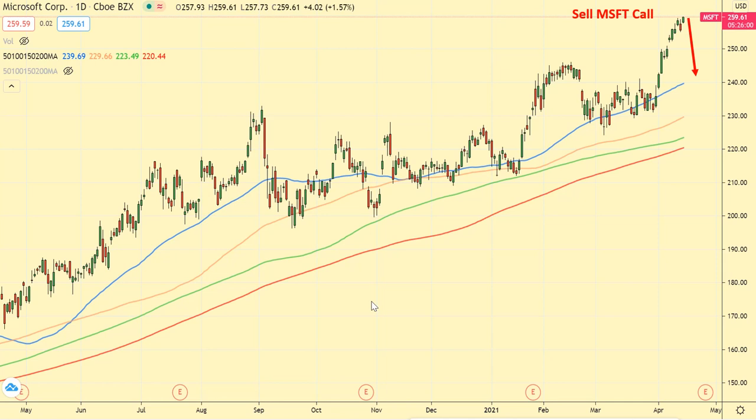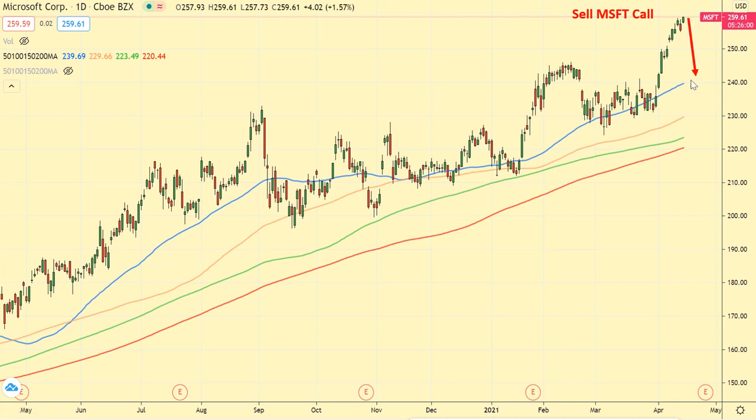Okay, moving on to our main topic: how to sell the call. If you want to sell the call, you have to add in a little bit of technical analysis. Look at the Microsoft chart. Usually the price goes really far away from the blue 50 MA, then it will retrace. Currently the Microsoft share has moved very far away, about $259.61, so you are expecting the Microsoft share to go back to the blue line.